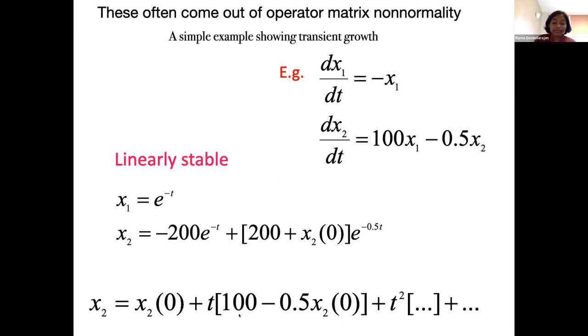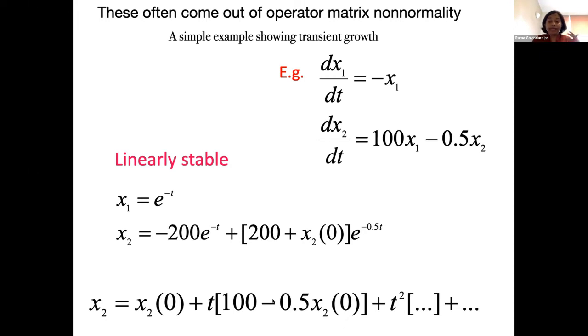However, if you Taylor expand x2, you see that x2 is equal to this plus t into this plus t squared into that. At very, very small times, I can take only the linear term in t. And unless x2(0) is very big, you can see that this can grow. So you can see that there is algebraic growth at short times depending on your initial conditions. Certain initial conditions can grow, and in a huge dimensional system like the Navier-Stokes equations in big Reynolds number flows, you can get many, many opportunities for such growth. This growth can happen for a long time, and it can take your initial perturbation to very big amplitudes, which is why the whole thing can go into turbulence.